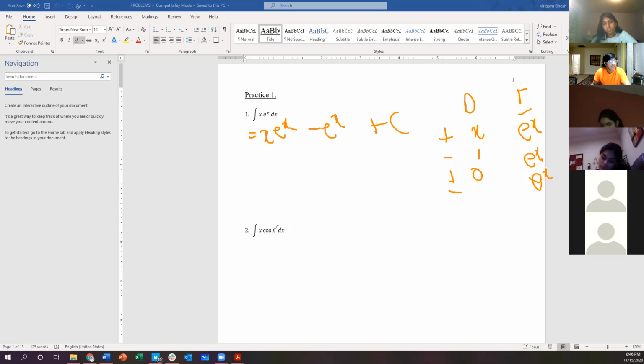Okay, next one, x cos x. Now, what do you guys think? Should I put x here or should I put x here? Should I put it under D or I? Will it be easier to differentiate x? What do you think? Okay, I think D, right? Because it would go to 0. Yes, Ria thinks the same thing.